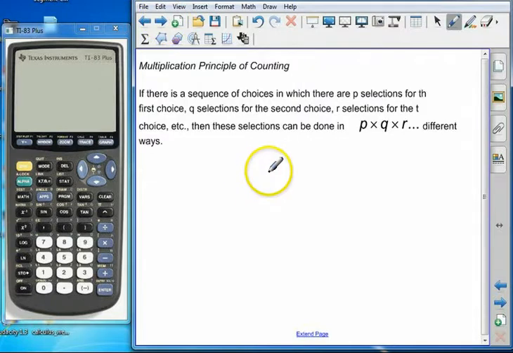Now, we just illustrated the multiplication principle of counting, which says that if there is a sequence of choices in which there are P selections for the first choice, Q selections for the second choice, and R selections for the third choice, then these selections can be done in P times Q times R different ways.